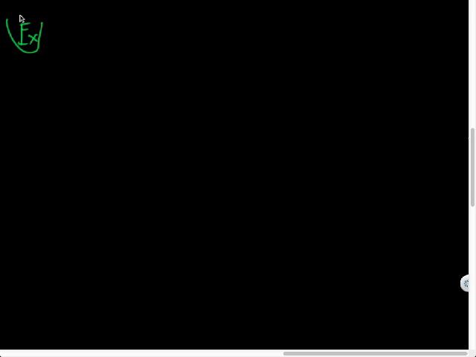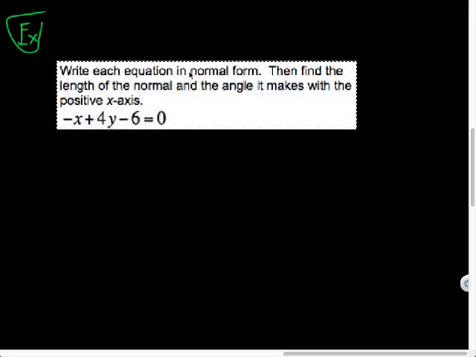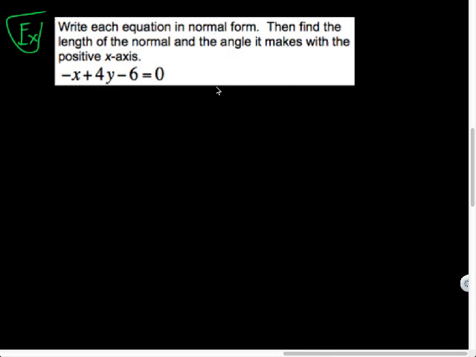All right, last example. Same directions, so you don't have to rewrite the directions if you don't want. So if I've got negative x plus 4y minus 6 equals 0.